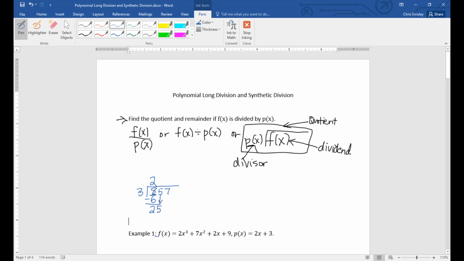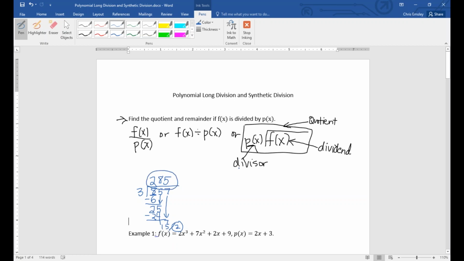So now we ask ourselves, how many times does 3 go into 25? That would be 8. We multiply 8 times 3 to get 24. And then once again, we subtract to get 1. Bring down that last digit. So now we have 17. How many times does 3 go into 17? That would be 5. We multiply down 15 and again subtract. And then we have no more digits to drop down, so there's our remainder, and there's our quotient.